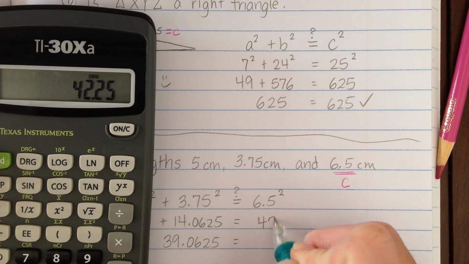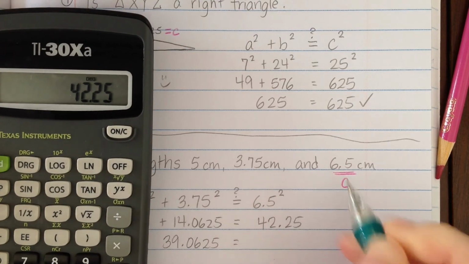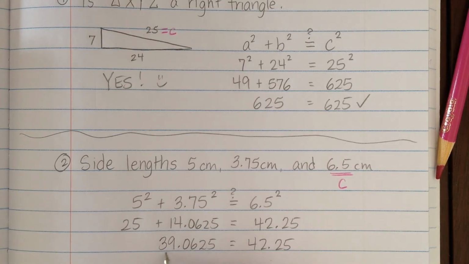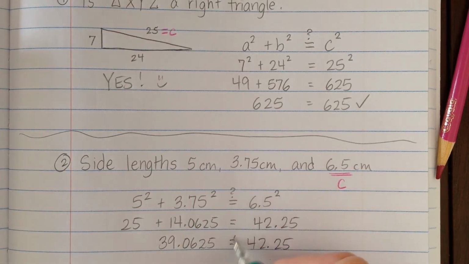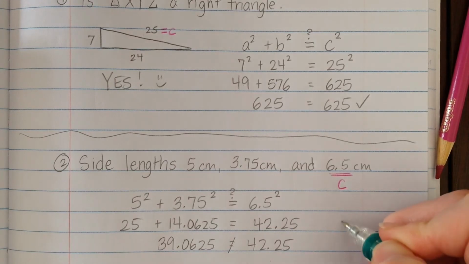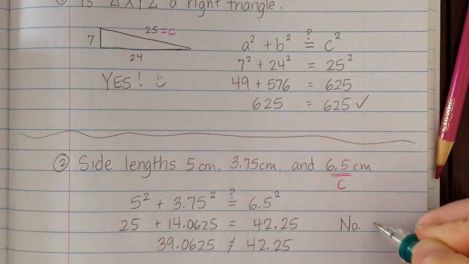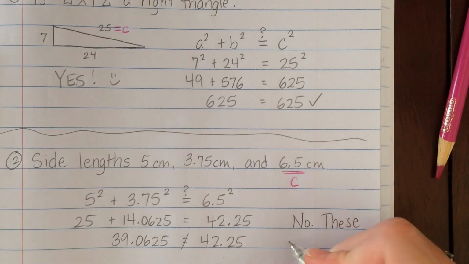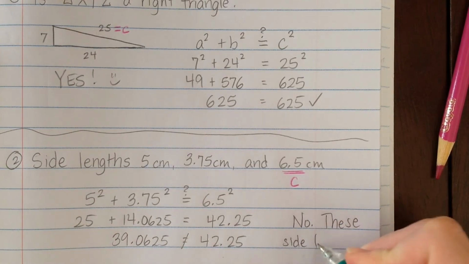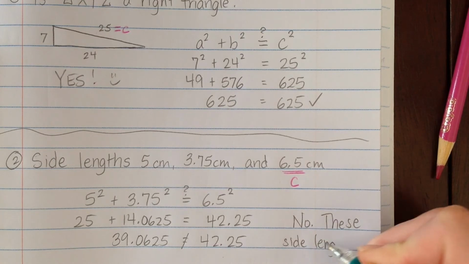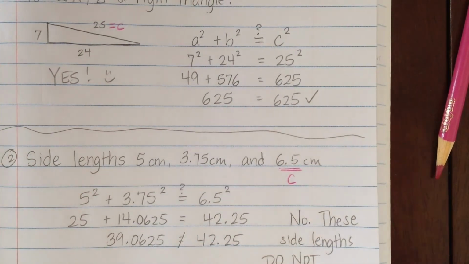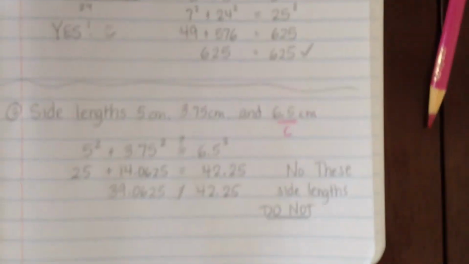I got 42.25. So this number does not equal that number. So no, this is not a right triangle. These side lengths do not make a right triangle.